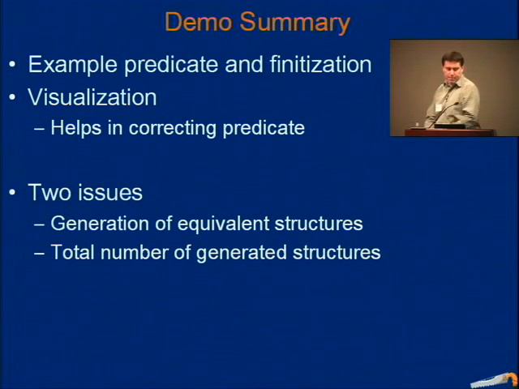What I'll do in this demo is show some example predicate and finitization. And then I'll show how the tool visualizes this. We didn't build any of this visualization. We just used an existing module developed for the Alloy language. This visualization often can help in correcting the predicate if you just get it wrong. And then I'll also point to two issues: the generation of equivalent structures and the total number of generated structures. Namely, using this approach, one can end up with a large number of structures. So then the question is what to do about that.